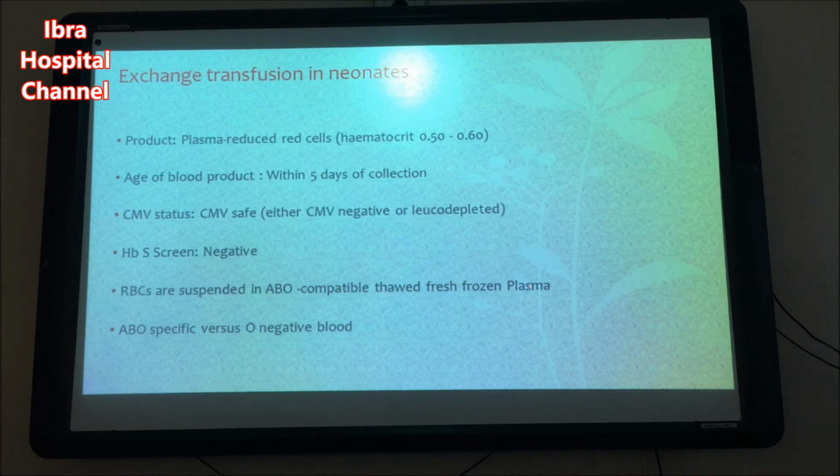And usually ABO compatible plasma or AB plasma is added just to maintain the coagulation factors. And whether to choose O negative blood or ABO specific, there is a big debate. Now many experts think that O negative should not be used if you know the blood group of the baby. You should use group specific. What is happening here for neonates? Babies and mothers group. On that we choose. If it's not available, then we go for O negative. So you first try to give group specific. Good.